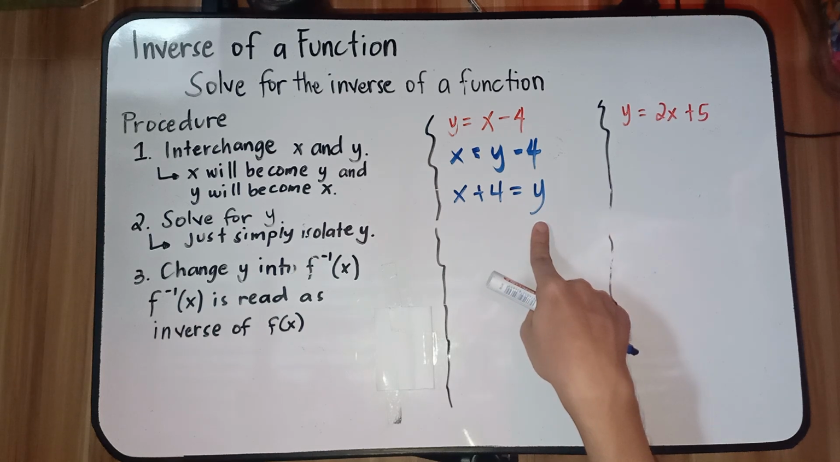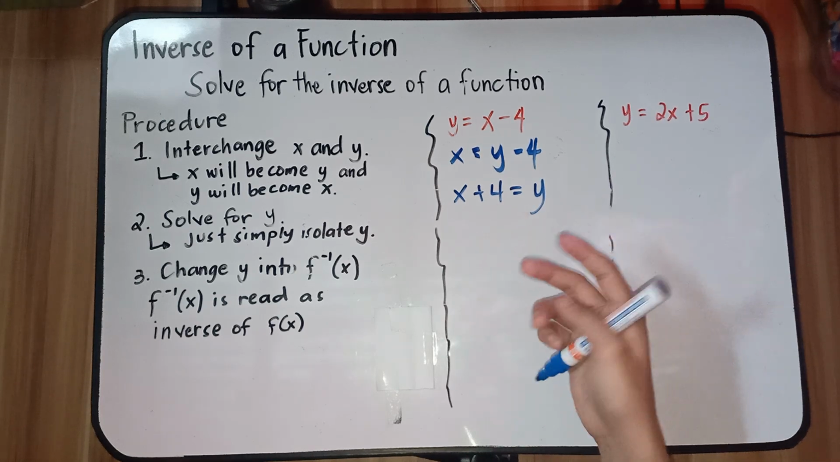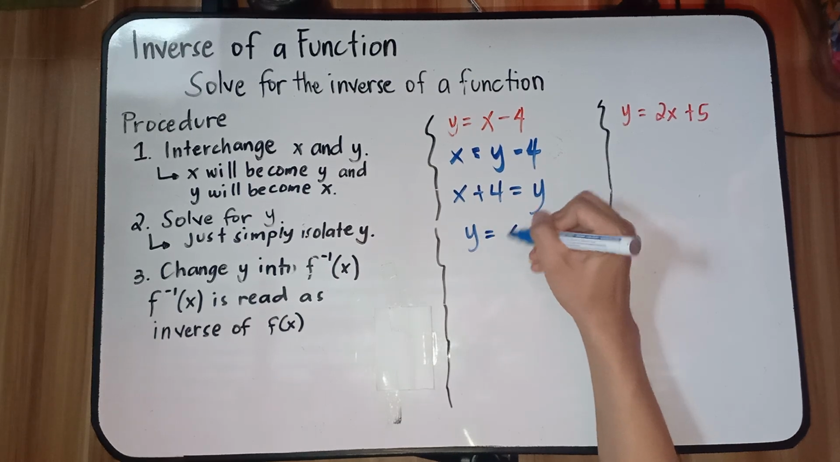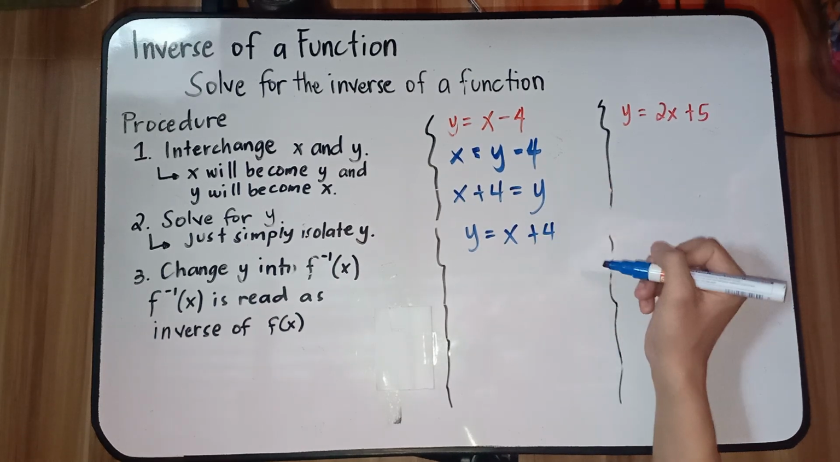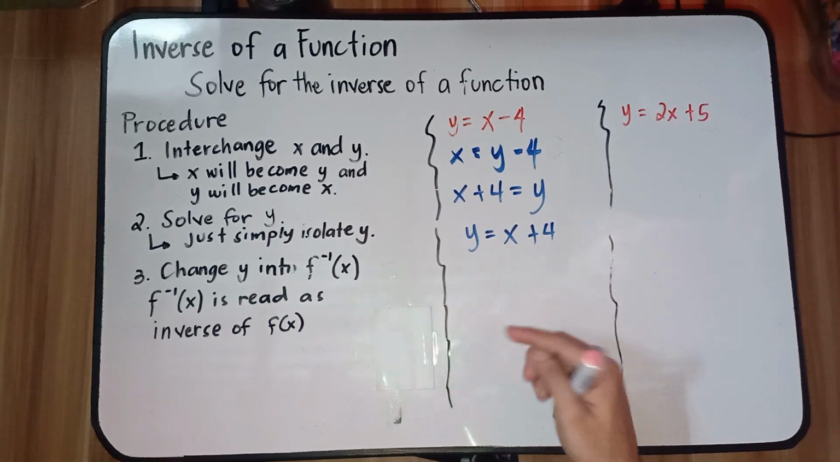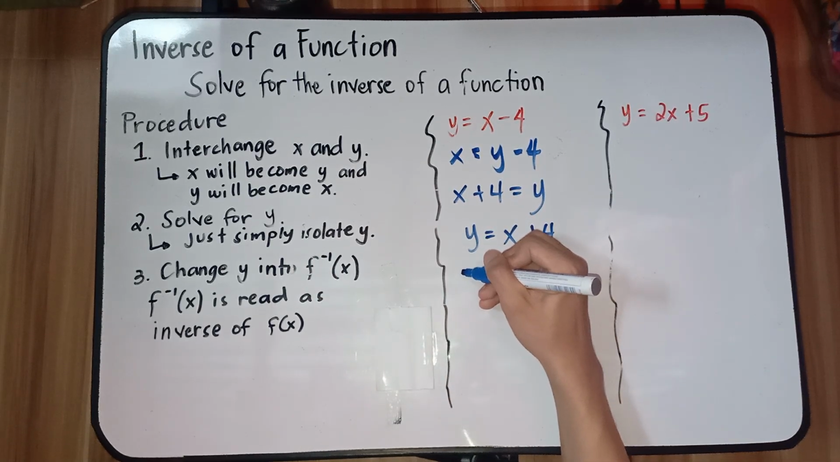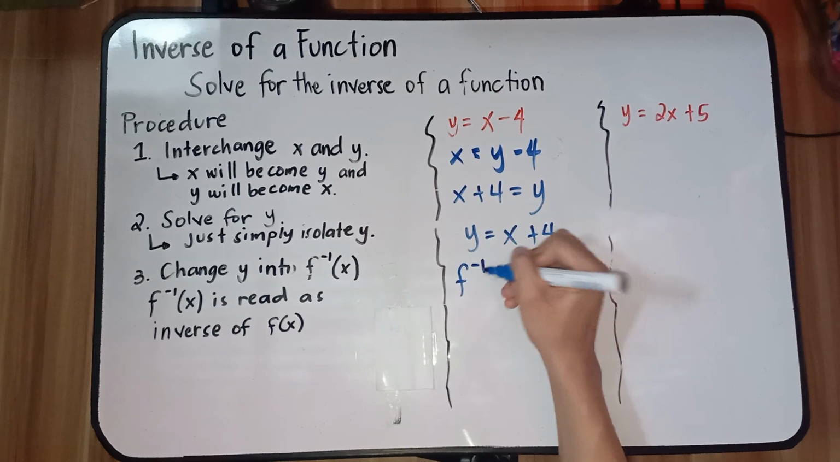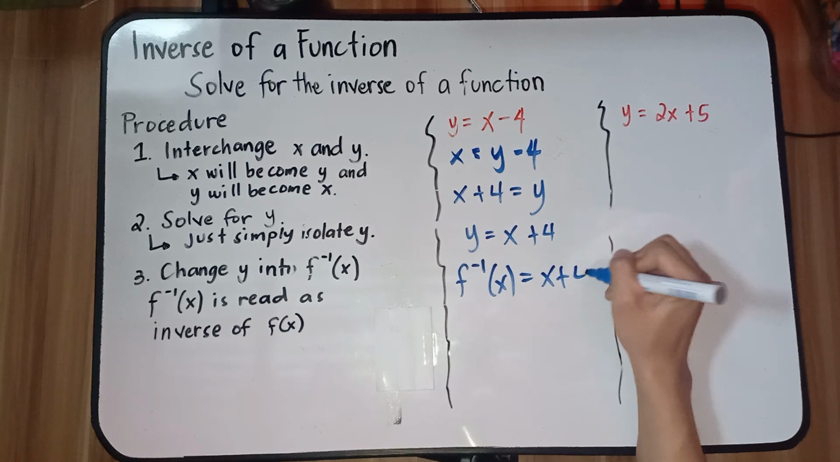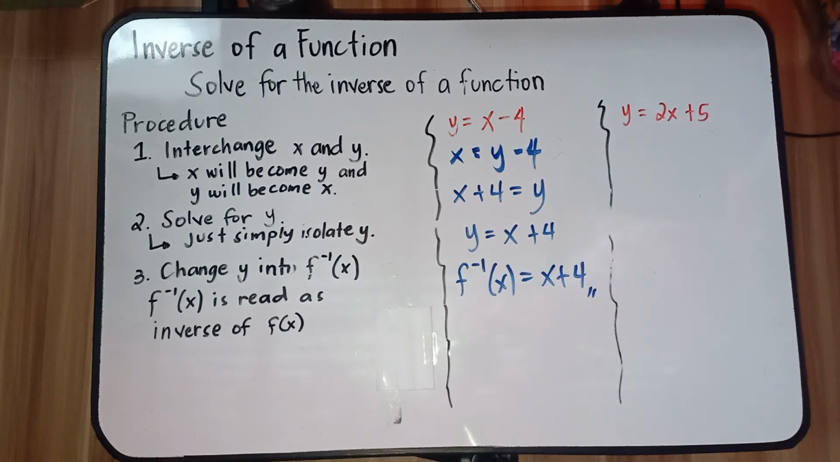Since y is already isolated, we can use the symmetric property of equality. So we have y is equal to x plus 4. And for the last step, we need to change y into inverse of f of x. So we have inverse of f of x is equal to x plus 4. And that is the final answer.